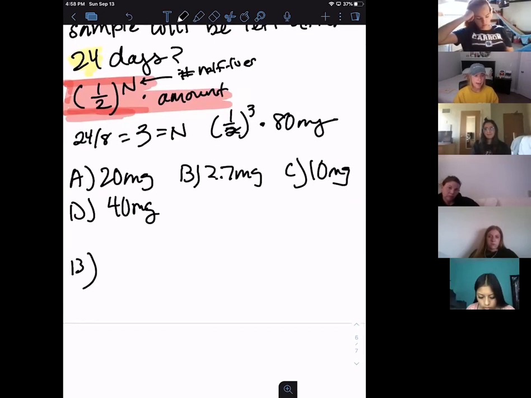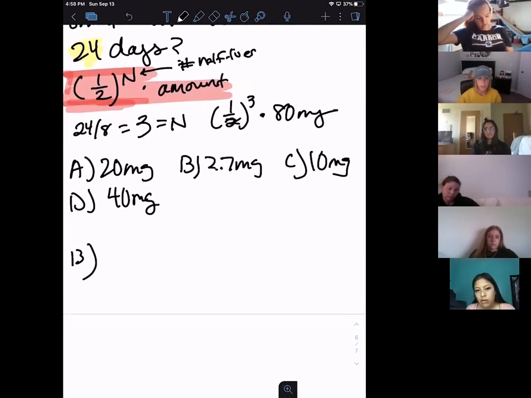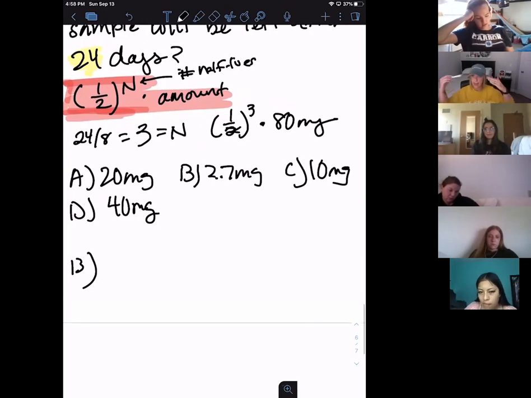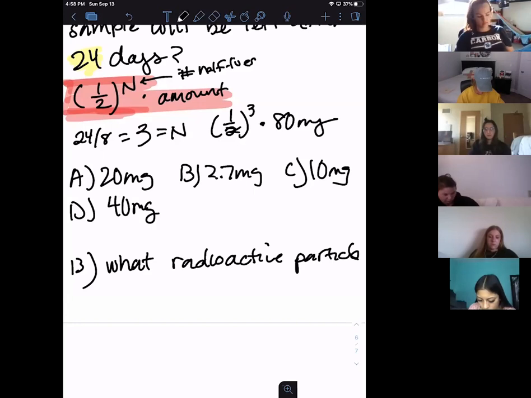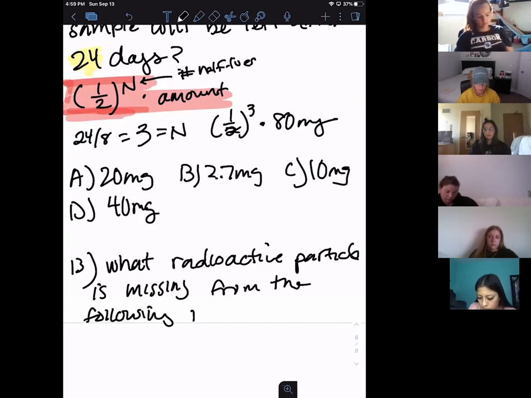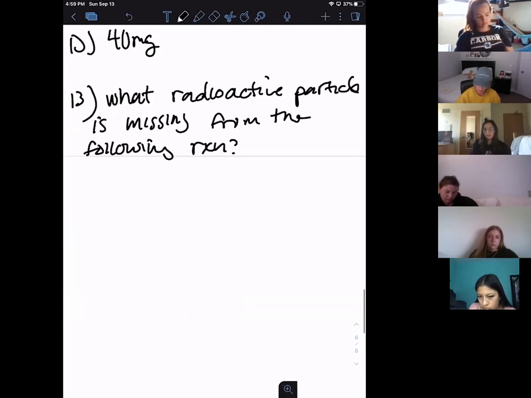Now the next question is, what radioactive particle is missing from the following nuclear reaction? So we just did half-life, now we're into alpha-beta decay, okay? You can see this trend is still going. So we have what radioactive particle is missing from the following reaction? I'm just going to say reaction, but we know we're talking about nuclear reaction. So here it is.